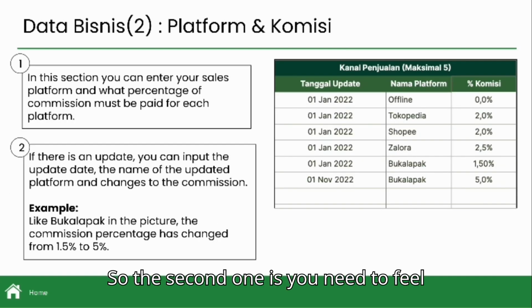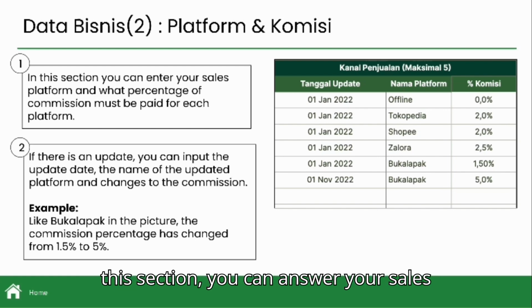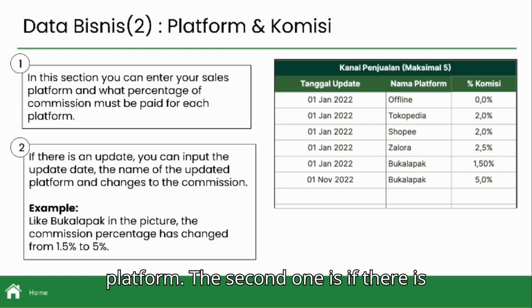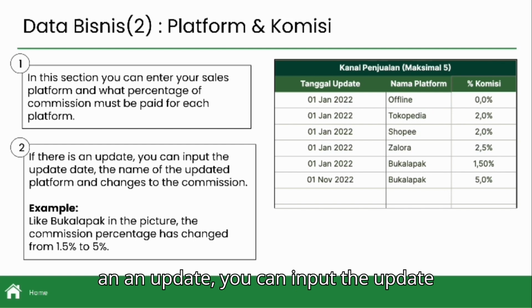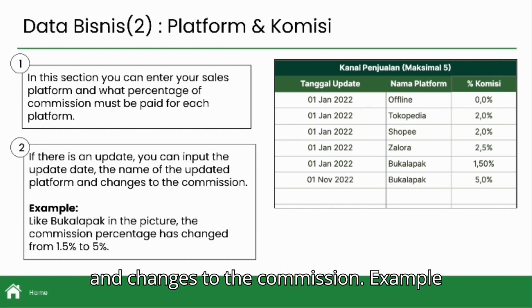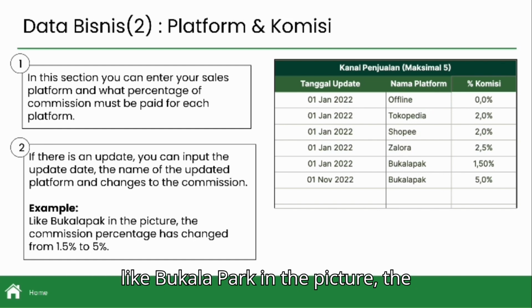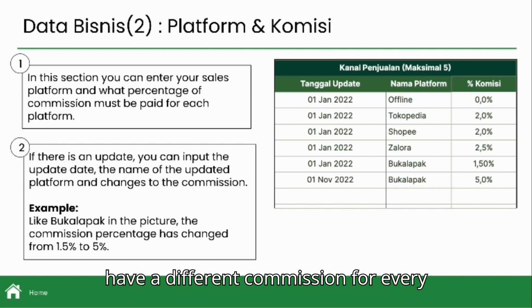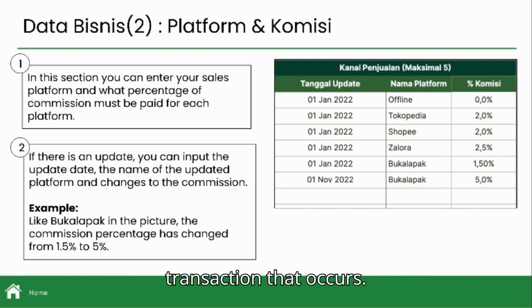So the second one is you need to fill in the platform and the commission. In this section, you can enter your sales platform and what percentage of commission must be paid for each platform. The second one is if there is an update, you can input the update date, the name of the updated platform, and changes to the commission. Example like Bukalapak in the picture. The commission percentage has changed from 1.5% to 5%. Why do you need to fill in this platform? Because every platform or every e-commerce has a different commission for every transaction that occurs.